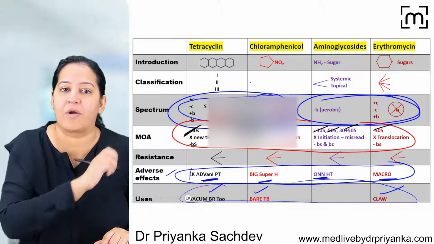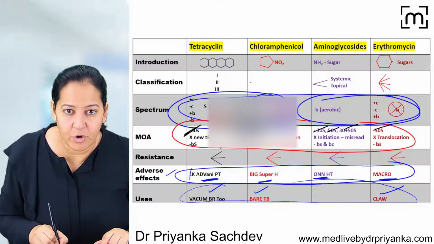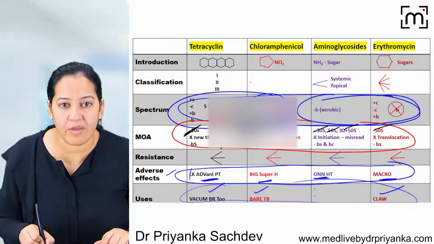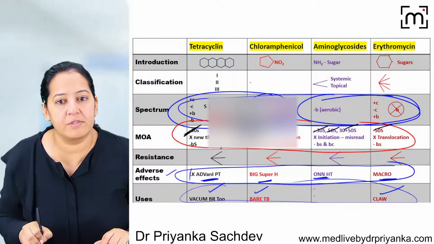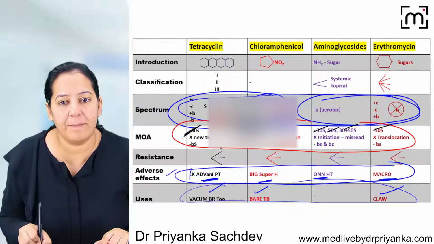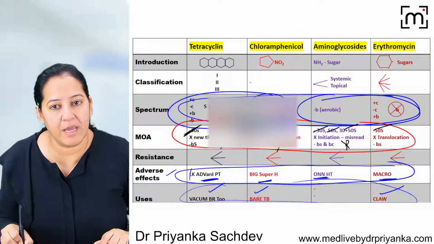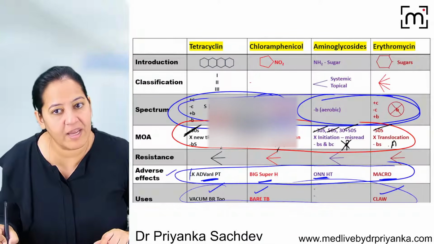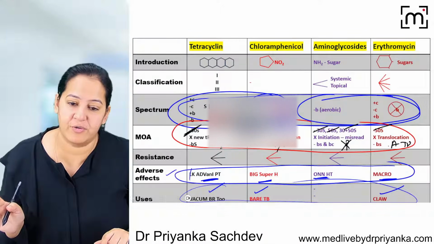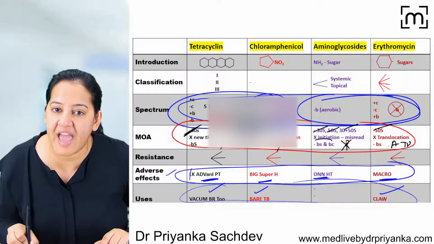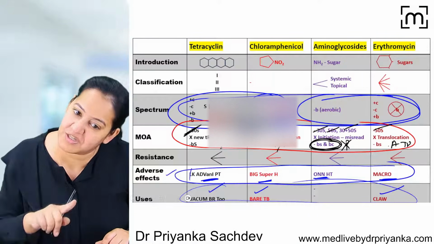Which window are they blocking? Aminoglycoside blocking A window, chloramphenicol blocking P to A shift, aminoglycoside blocking P window, and erythromycin blocking A to P shift. So you have to learn that window. And which one is bacteriostatic, which one is bactericidal. All of them are bacteriostatic except aminoglycoside, which is bacteriostatic as well as cidal.